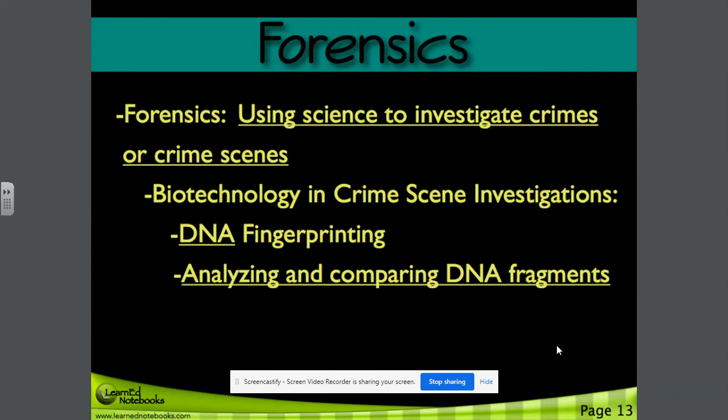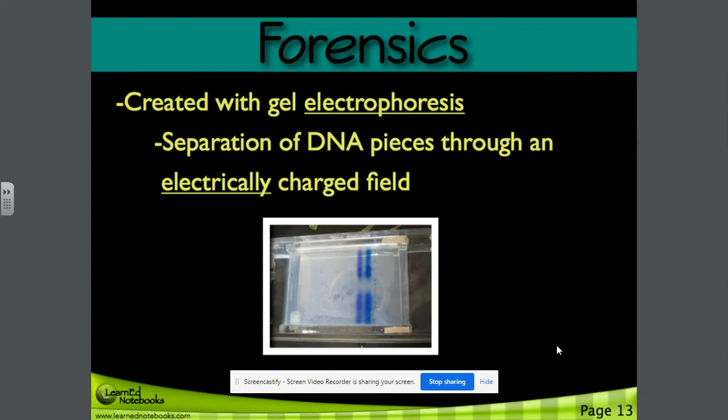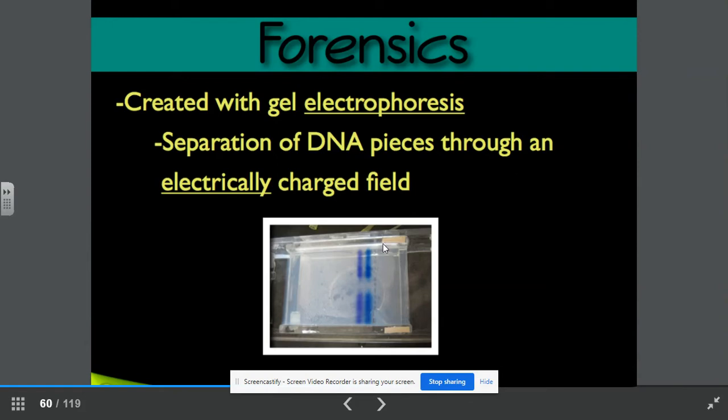So DNA fingerprinting includes analyzing and comparing DNA fragments. So it is created in the lab. Scientists separate the pieces through a process called electrophoresis. And this is the separation of DNA through an electrically charged field. So you're probably familiar, when you think of DNA and examining DNA, you see these bands. These have been separated using electrical charges in a process called gel electrophoresis.